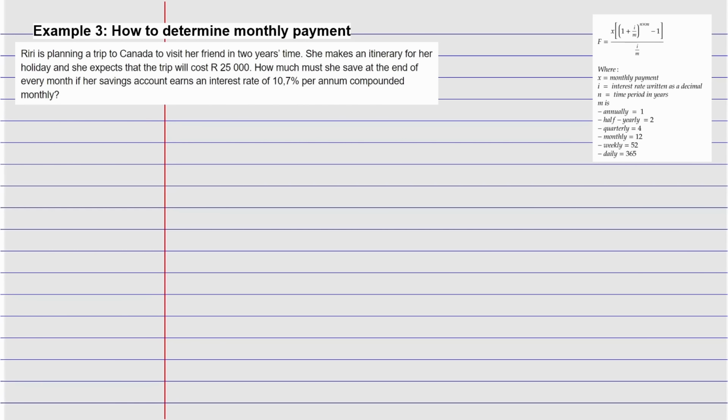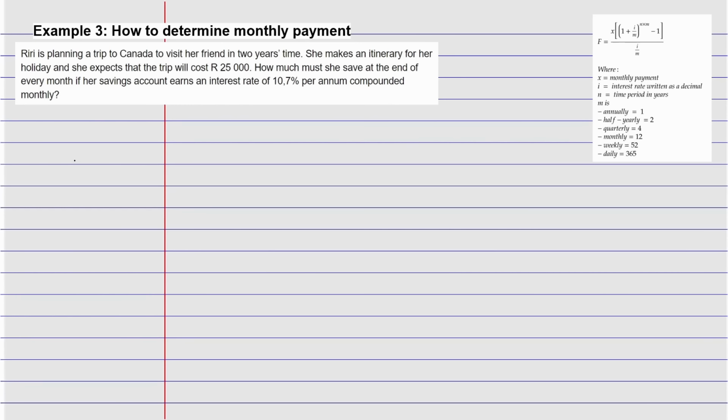So now let's do example 3, where we're determining the monthly payments. It says Riri is planning a trip to Canada to visit her friend in 2 years' time. She makes an itinerary for her holiday and expects that the trip will cost 25,000. Then it says how much must she save each month, of every month, if her savings account earns her 10.7% per annum compounded monthly?